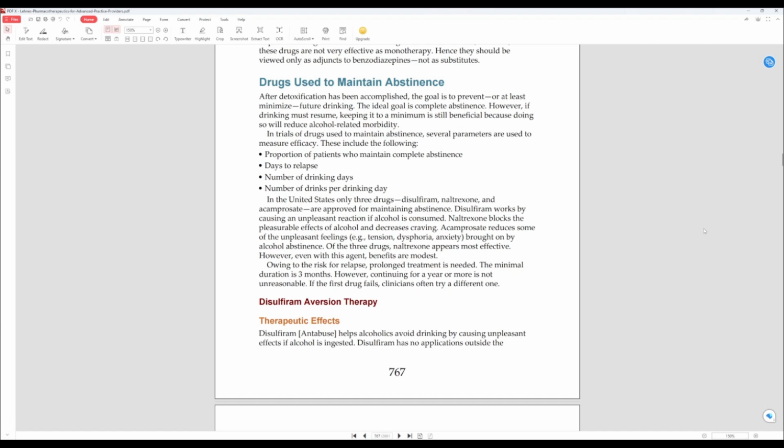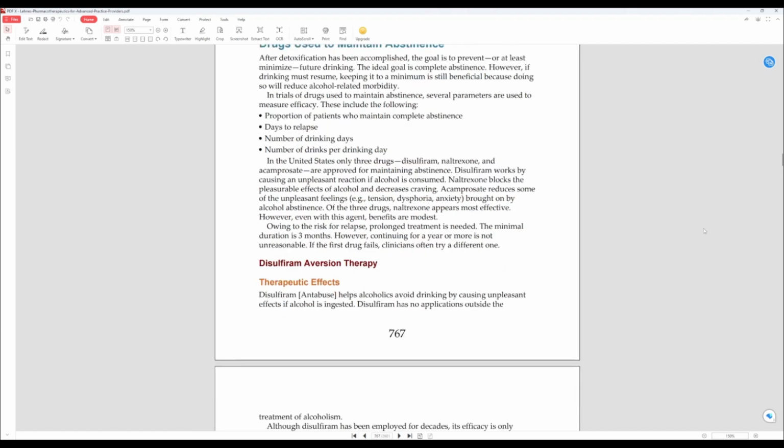In trials of drugs used to maintain abstinence, several parameters are used to measure efficacy. These include the following: proportions of patients who maintain complete abstinence, days to relapse, number of drinking days, and number of drinks per drinking day. Again, in the United States, only 3 drugs, disulfiram, naltrexone, and acamprosate, are approved for maintaining abstinence.